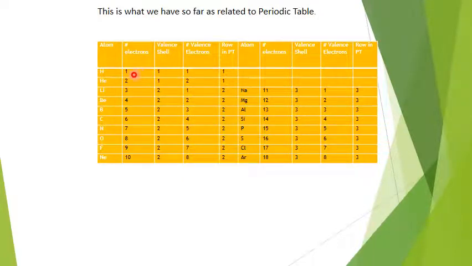So hydrogen, well, let's start with lithium. That's the first one we start out with. So lithium had 3 electrons. It had electrons in the first and second energy levels. So the valence shell is the second energy level, and it had 1 valence electron.